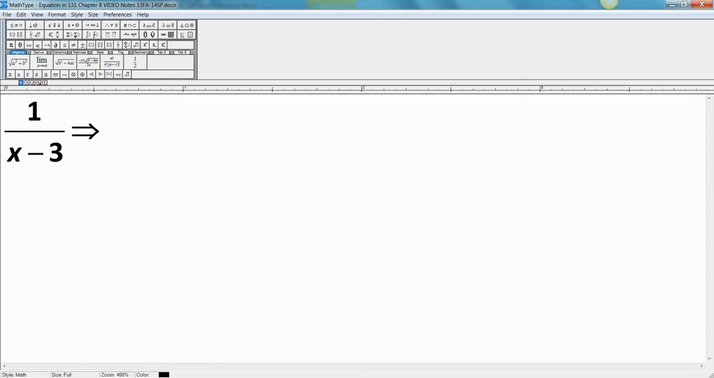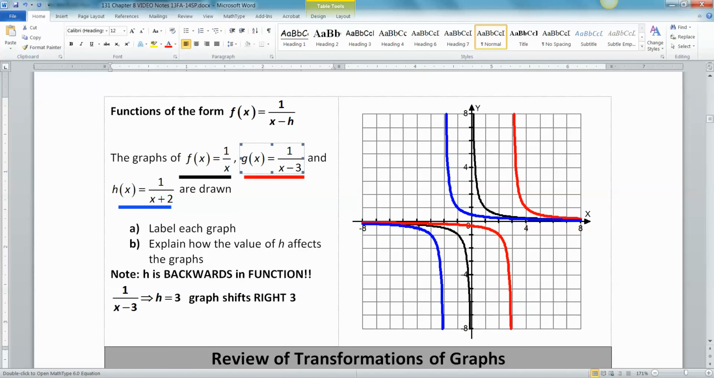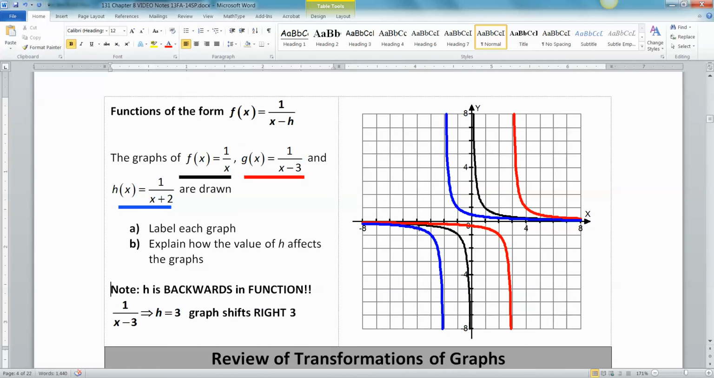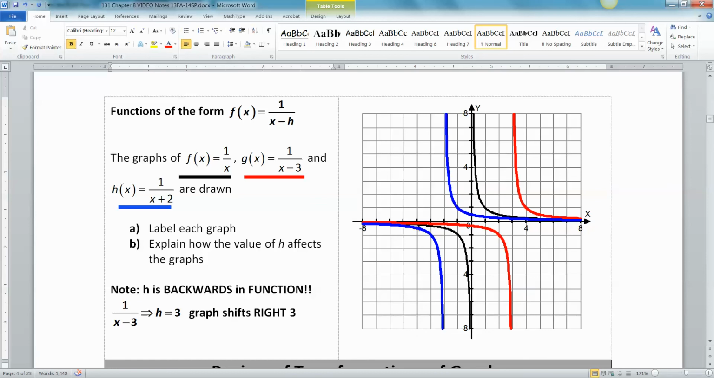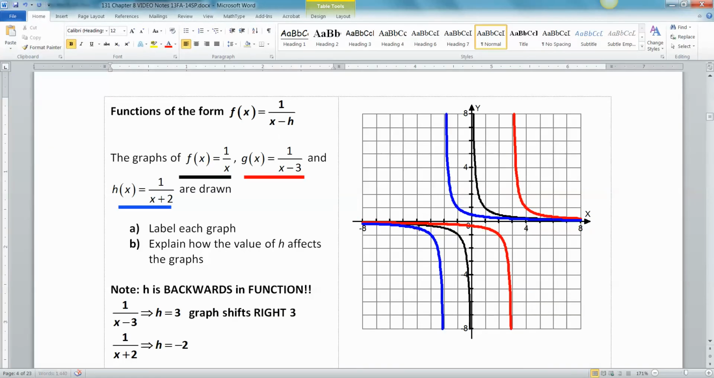I'm looking for that arrow. There it is. H equals positive 3, which means the graph shifts right 3. See how the red one's to the right 3? You would think it would go left because you see a minus in there, but that's because h is always backwards in the function itself. So if you see a minus in the function, it means it's actually positive 3, which means it goes right. Positive means goes to the right. And then if you have 1 over x plus 2, that means that h is actually negative 2 because it's minus a minus 2. So h equals negative 2. And that's why the graph shifts left.